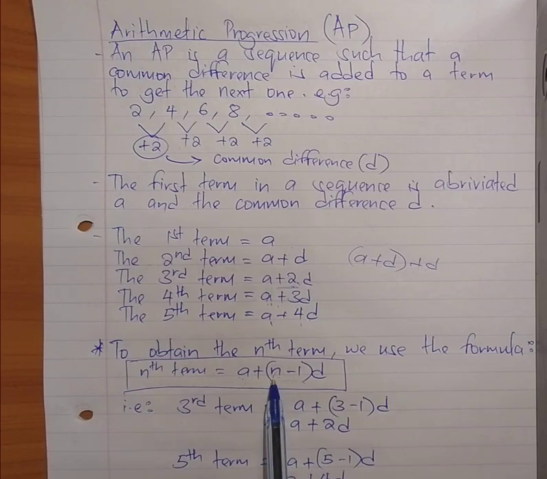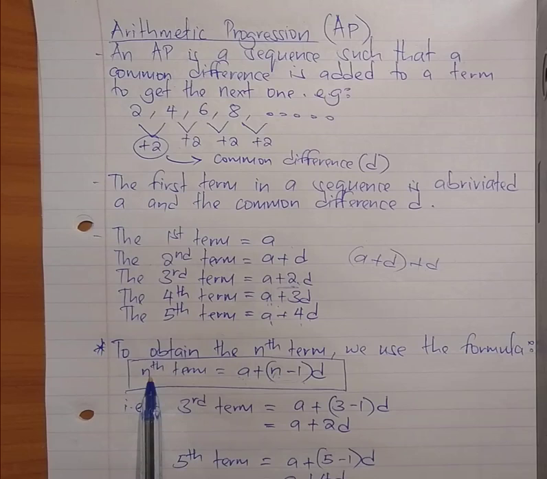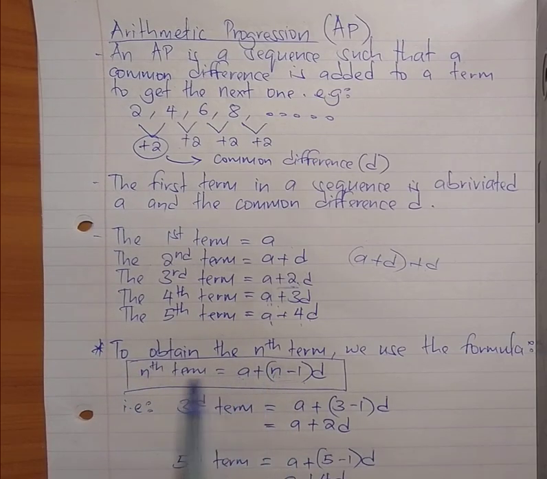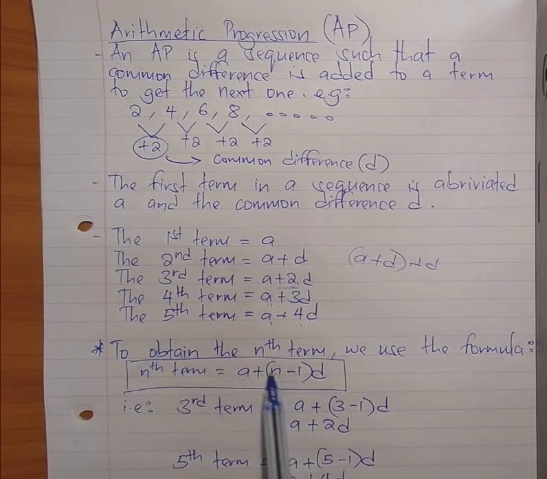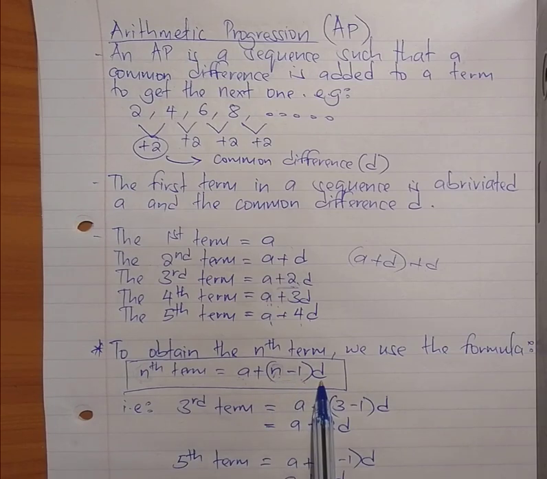If they tell you to find the sixth term, the n here will be used here. If n is 6 here, the n will also be 6 here. So this will be n minus 1. And then D, which is the common difference.